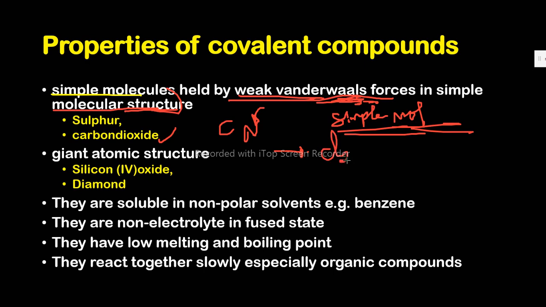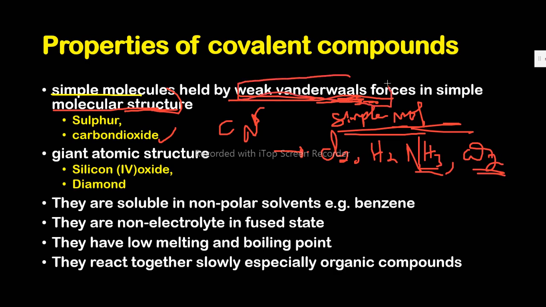Chlorine, hydrogen, what else? Ammonia. Now for ammonia, it is a covalent compound, but it forms hydrogen bonds. What else? Carbon dioxide. They are gases at room temperature because they are held by weak van der Waals forces of attraction.